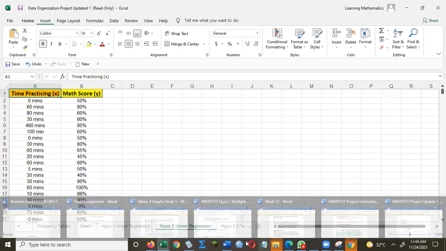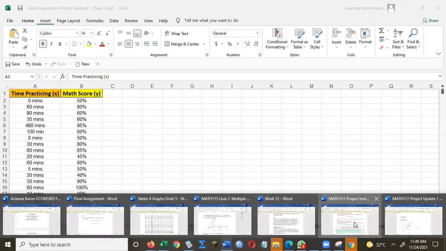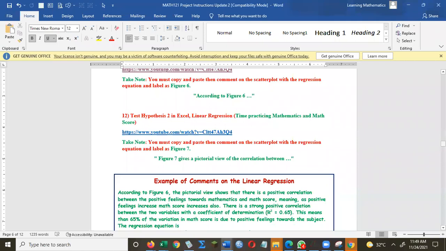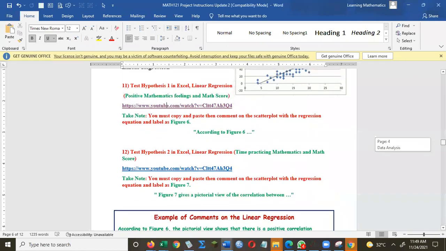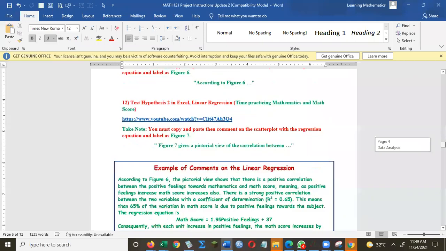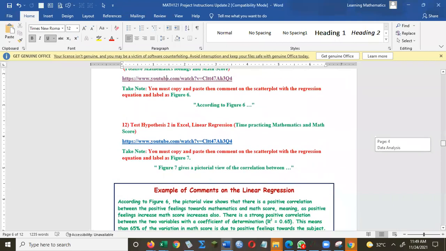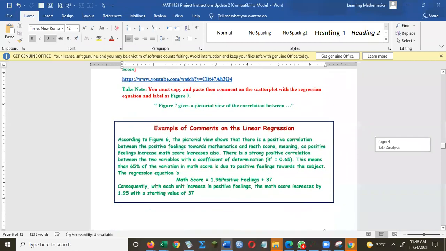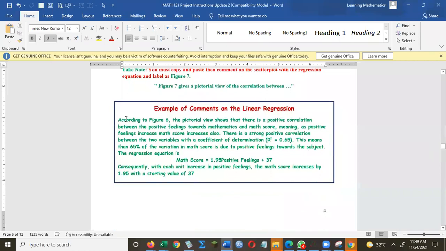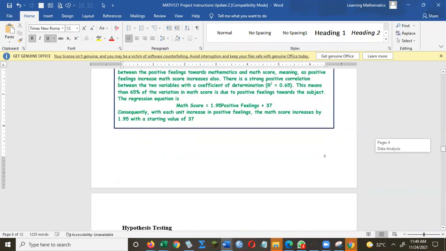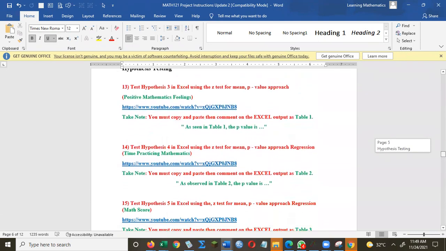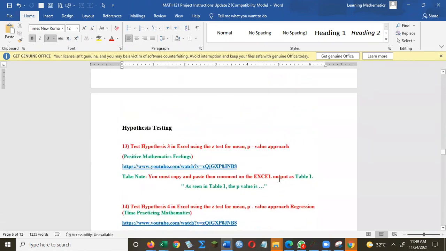So let's see how many linear regressions you have to do. Figure 6 is a linear regression, hypothesis 1. Hypothesis 2, figure 7, is another linear regression. Oh, and look at an example of how to comment on your linear regression figure, and hypothesis testing, 3 hypothesis testing. So 2 linear regressions and 3 hypothesis testing. Let's talk about the hypothesis testing.